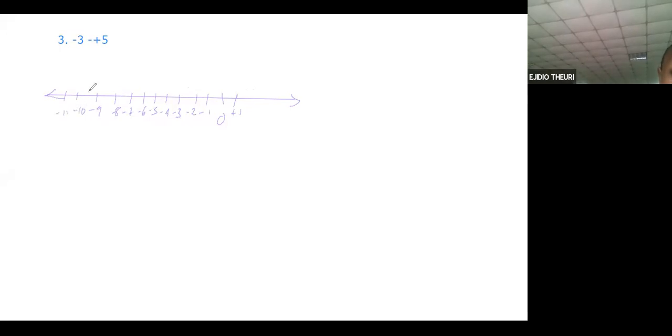So we are starting from minus 3. So from 0 to minus 3. Then you move another 5 steps. Because it's not minus minus, you proceed towards the left. Another 5 steps will go to minus 8. Right? So minus 3 minus plus 5, the answer will be minus 8.